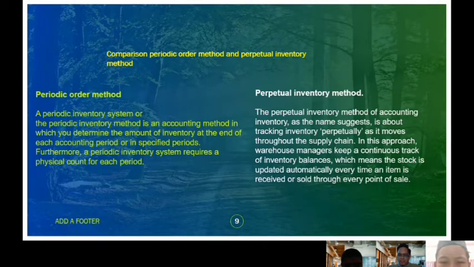Perpetual inventory method. The perpetual inventory method of accounting inventory, as the name suggests, is about tracking inventory perpetually as it moves throughout the supply chain. In this approach, the warehouse manager keeps a continuous track of inventory balance, which means the stock is updated automatically every time an item is received or sold through every point of sale.